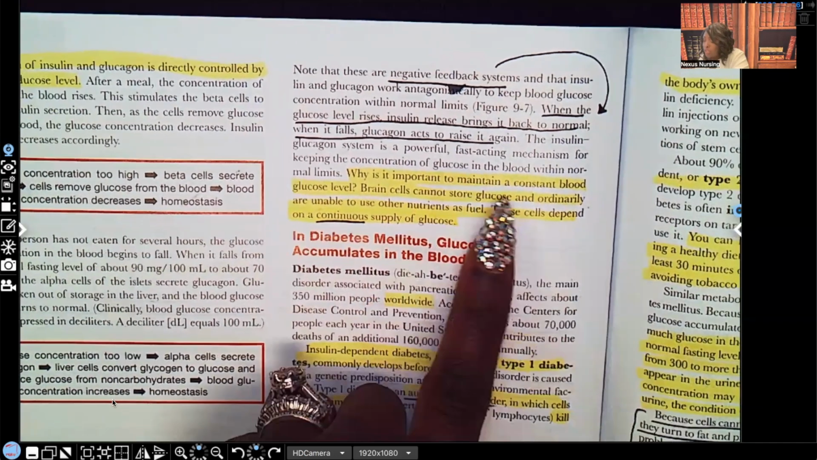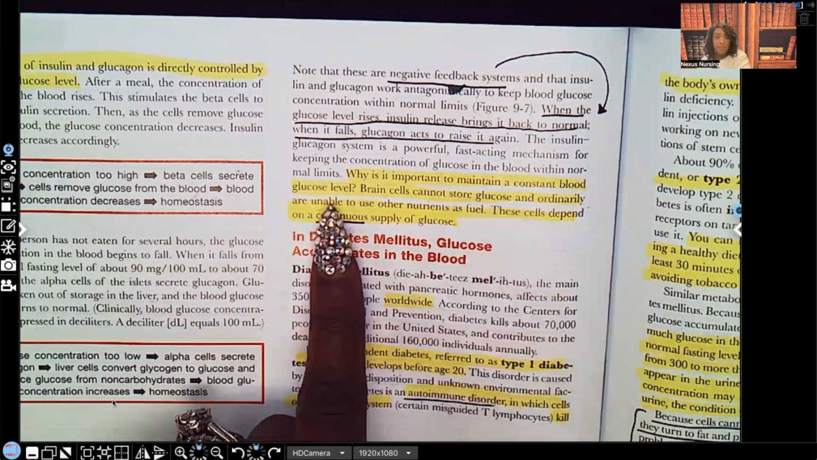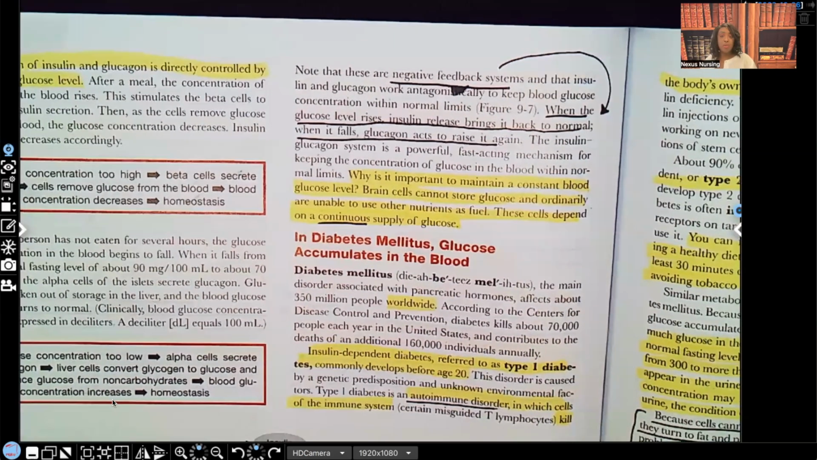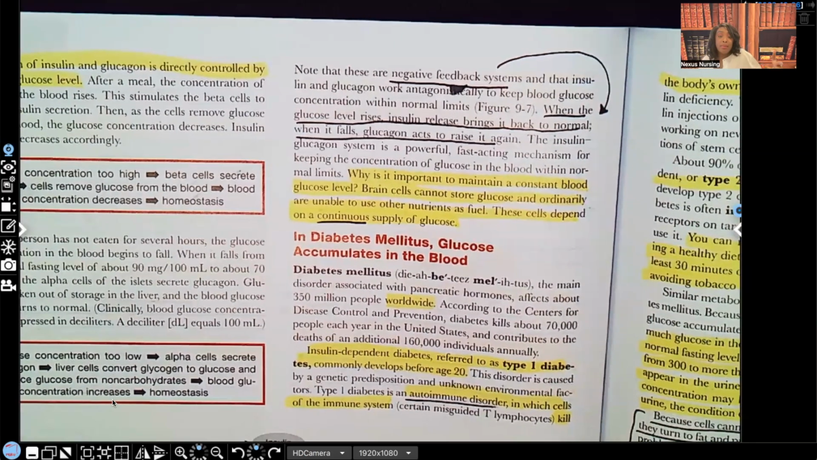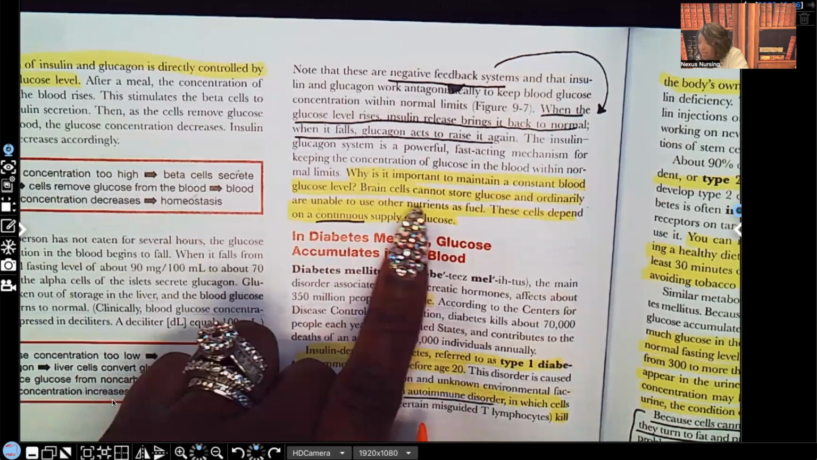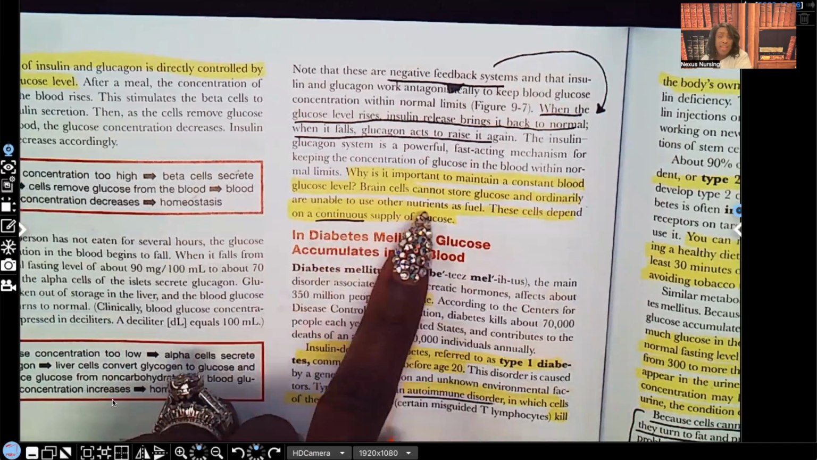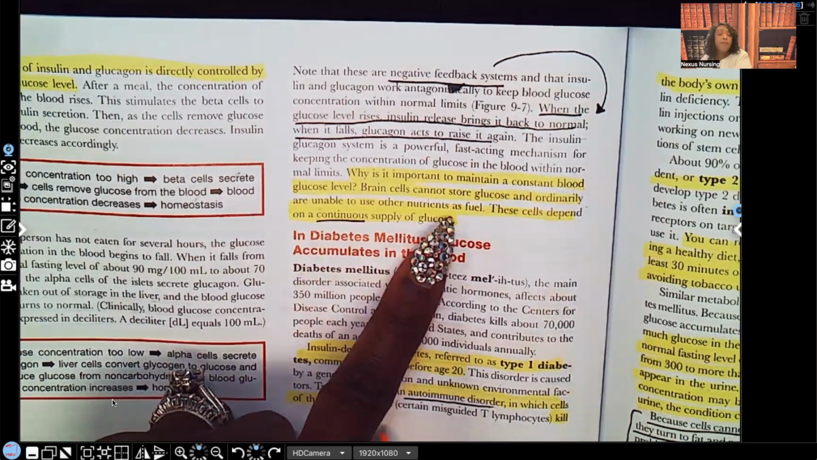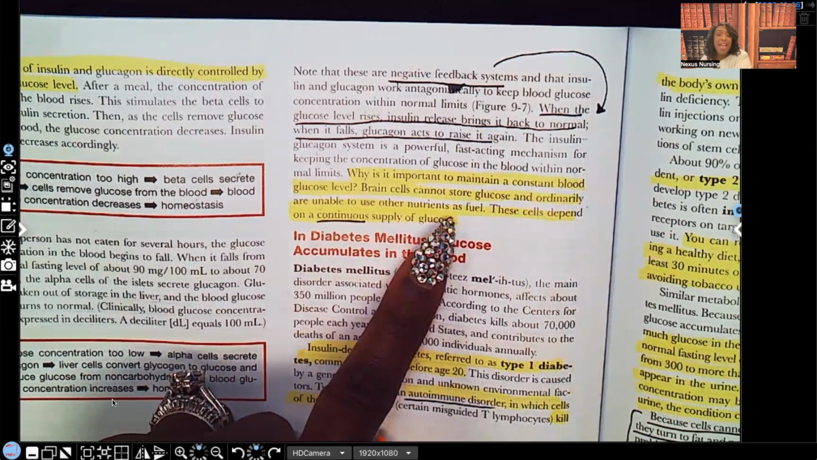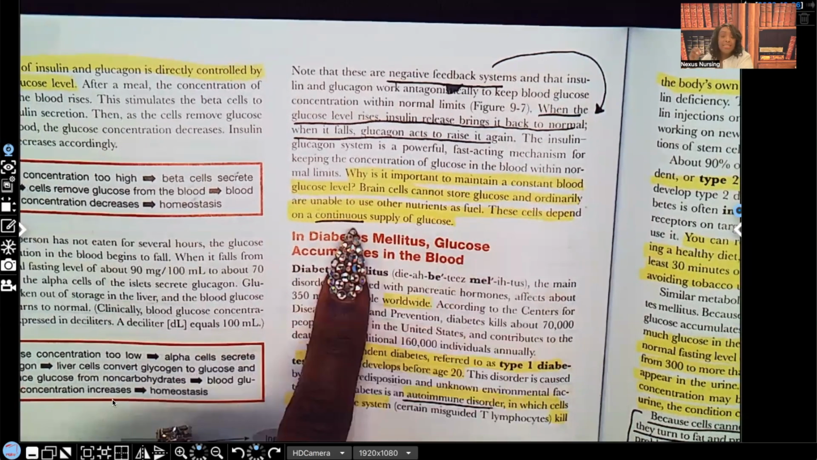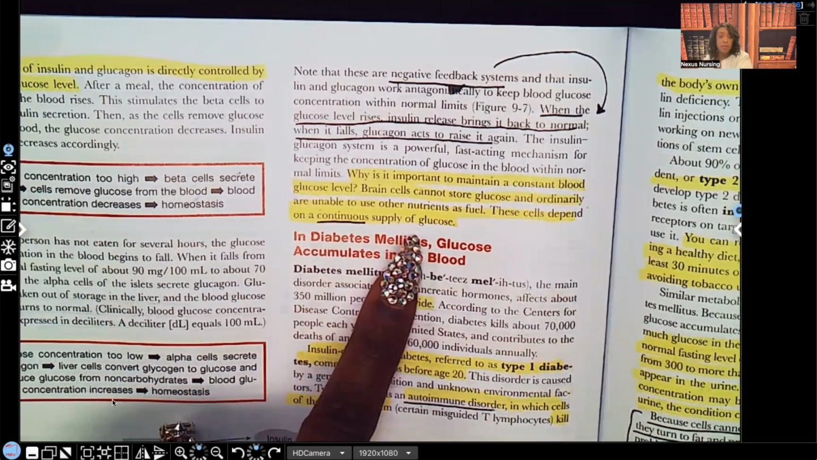So why is it important to maintain a constant blood level? Here's why. The brain cells can't store glucose, so they need a constant supply all day. Okay? Look, brain cells cannot store glucose and ordinarily are unable to use other nutrients as fuel. Glucose is the fuel for the brain, but it can't store it. So it has to have that constant supply. These cells depend on a continuous supply of glucose.